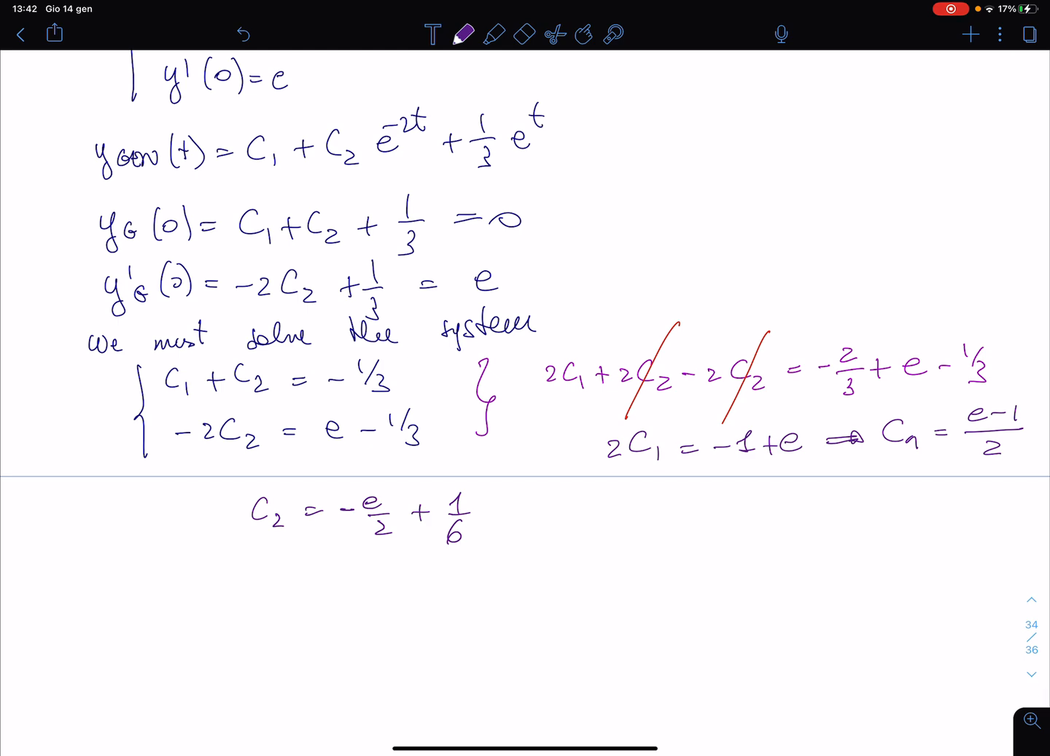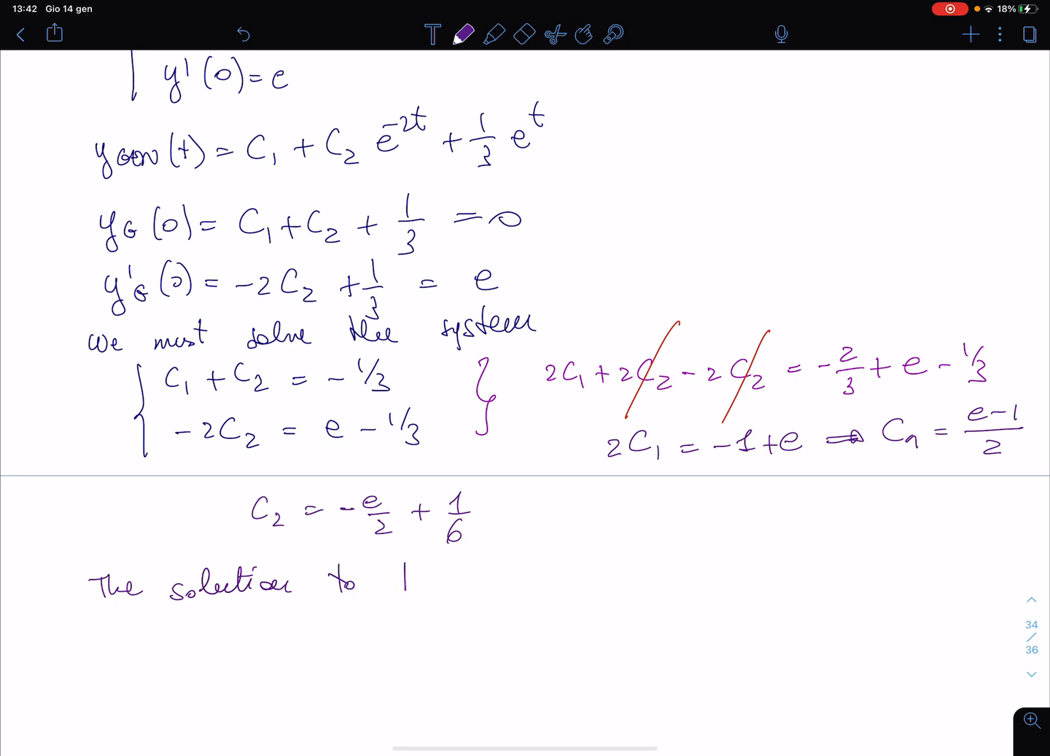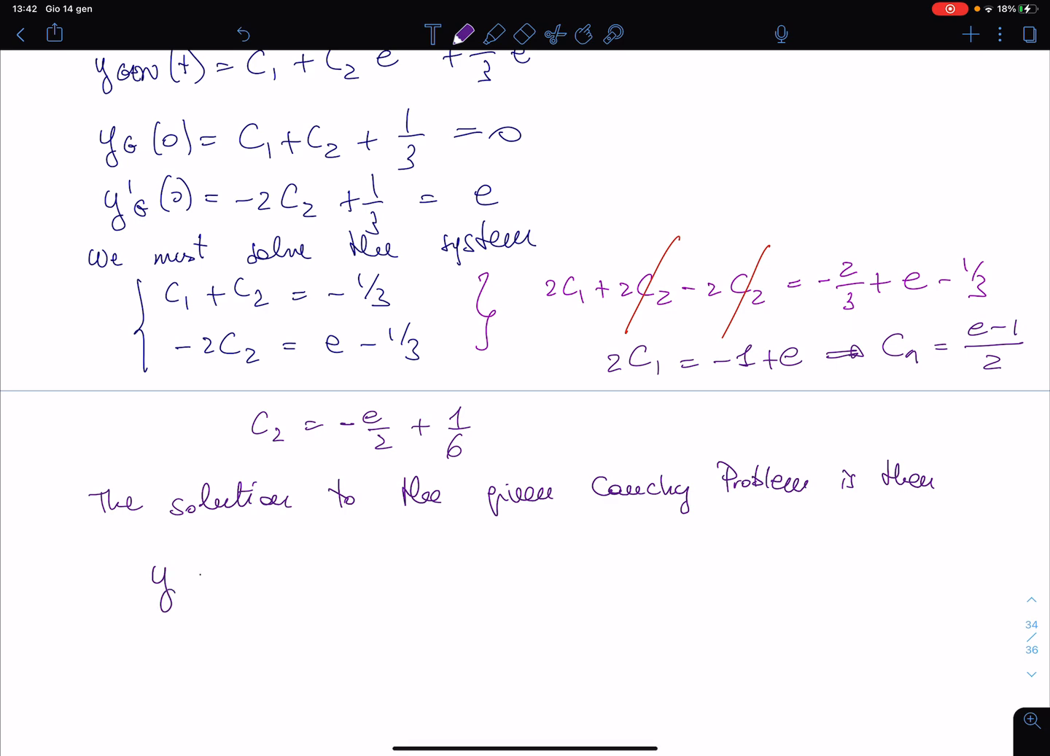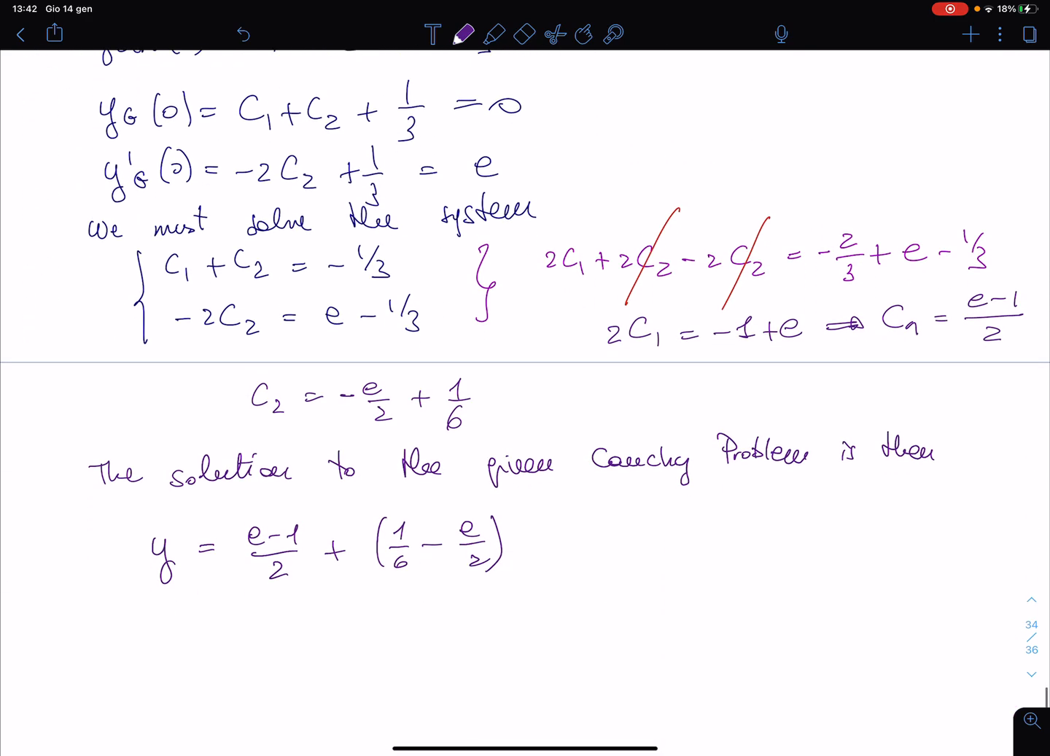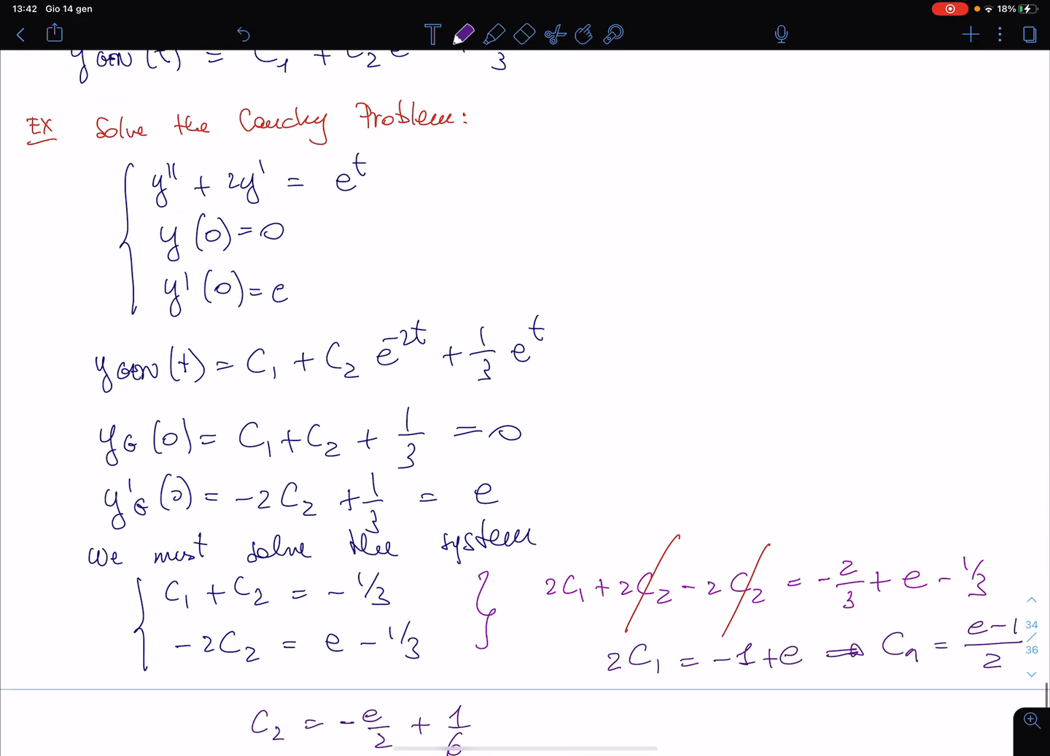So we have that the solution, which is the only solution by the theorem of existence and uniqueness, to the given Cauchy problem, is then y equal to (e minus 1) divided by 2, plus (1/6 minus e over 2) times e^(-2t), plus 1/3 e^t.